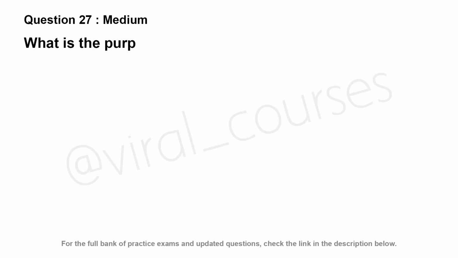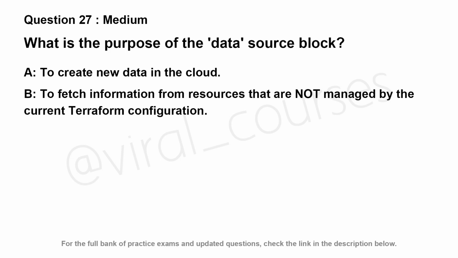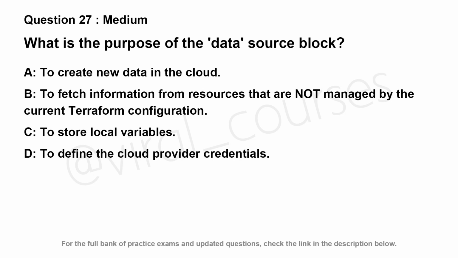What is the purpose of the data source block? Option A. To create new data in the cloud. Option B. To fetch information from resources that are not managed by the current Terraform configuration. Option C. To store local variables. Option D. To define the cloud provider credentials.